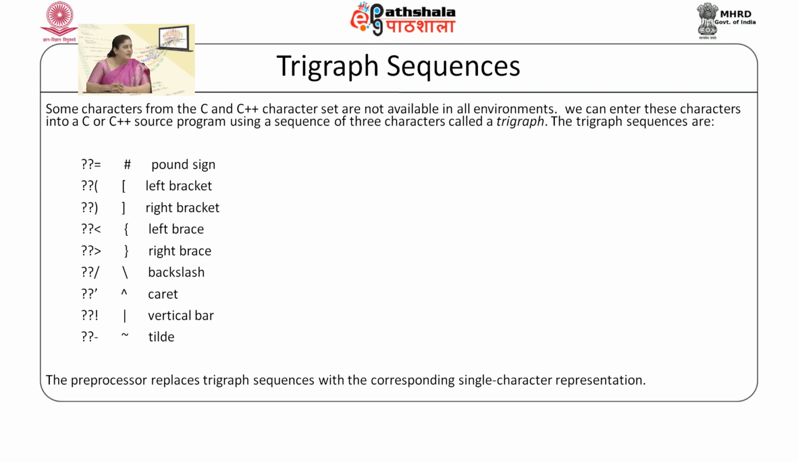Apart from this, some characters in C and C++ may not be available in all environments. So, in those environments where those characters are not available, if we want to use them, we can make use of trigraph sequences. Trigraph sequences is the sequence of 3 characters and the characters that we can represent using these 3 character set called trigraph are curly brackets, pound sign, caret, vertical bar, tilde. All these characters can be represented wherever these characters are not supported by the environment.